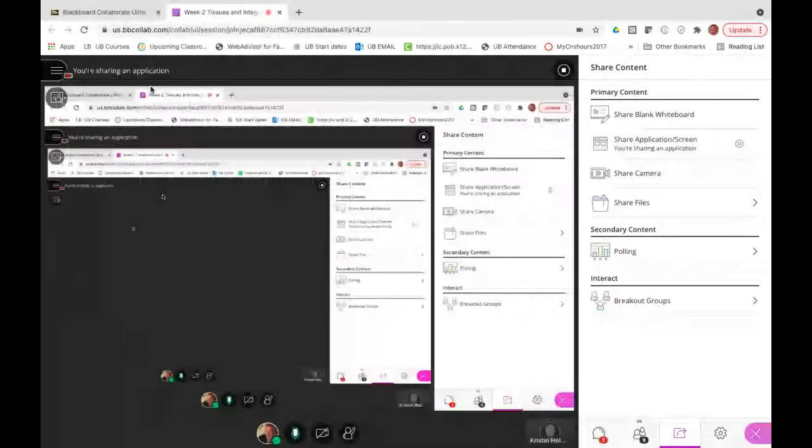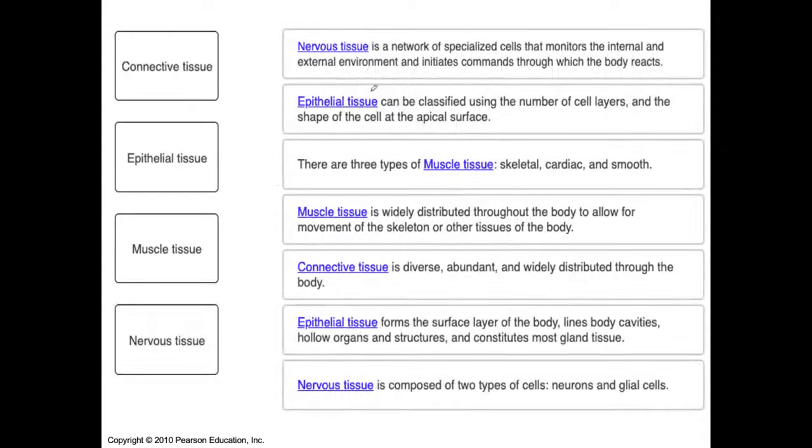We are going to look at a review of what we've covered. We've done several videos on epithelium tissue, connective tissue, muscle tissue, and nerve tissue. So let's take a look at this drag and drop and see how we do, right?